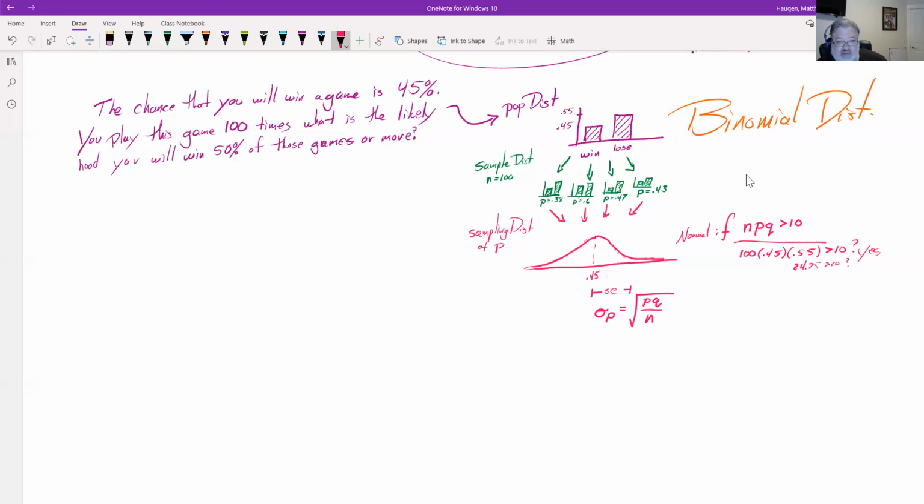So I've been trying to warn you about this, right? That sigma divided by the square root of n is specific to a distribution of means. This is a distribution of proportions, so it has a different standard error formula.